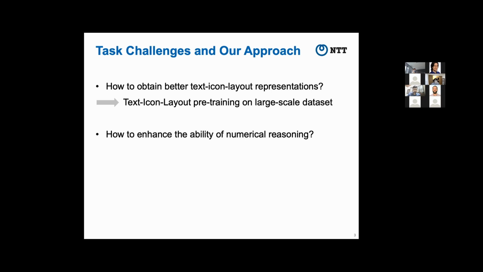The second challenge is how to enhance the ability of numerical reasoning. Since numbers are present in most infographics, it is important to develop a method for understanding and reasoning about the relationships between these numbers. To this end, we propose a data augmentation for arithmetic operations. I will move on to the details.